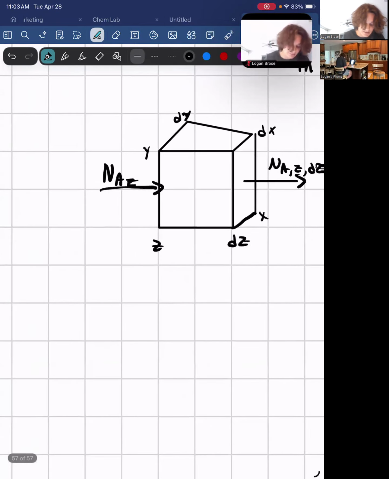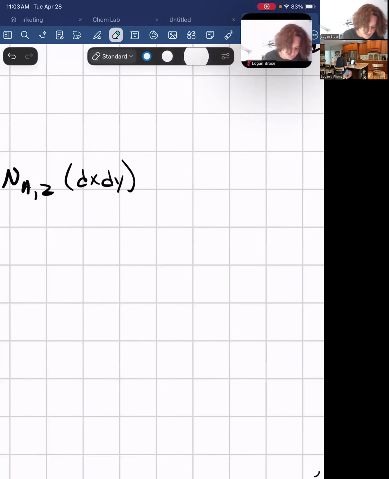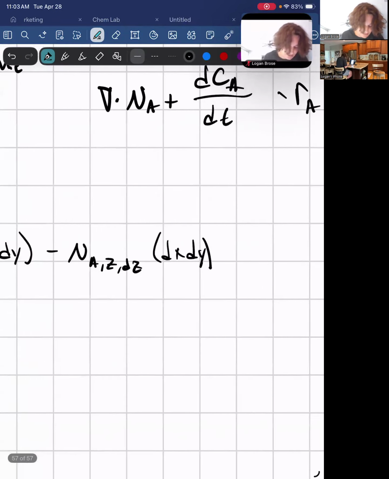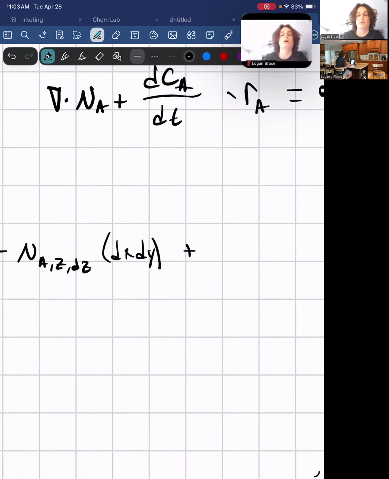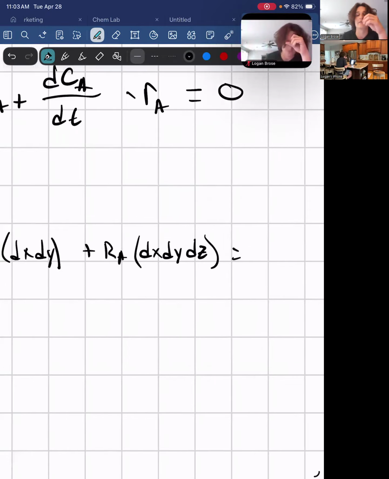And then we need to multiply it by our cross-sectional area, which is going to be our dx dy, minus our out, which was NA Z+dz, also multiplied by our cross-sectional area, dx dy. And then our accumulation rate, that's our rate of formation. So that is going to be RA dx dy dz, right? That's our volume. We don't want it in terms of volume, so we have to multiply by our volume because RA is in terms of volume, and that will equal our driving force, right?